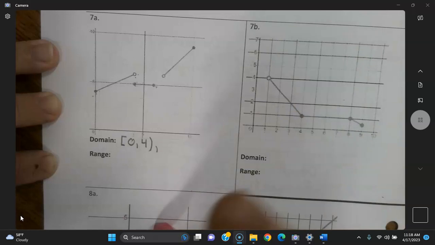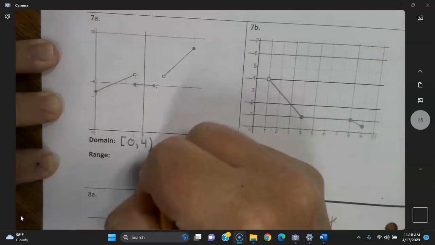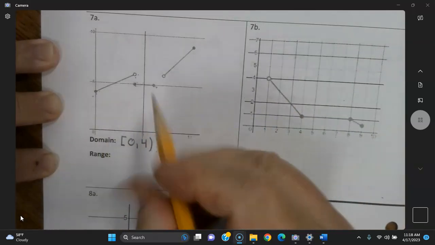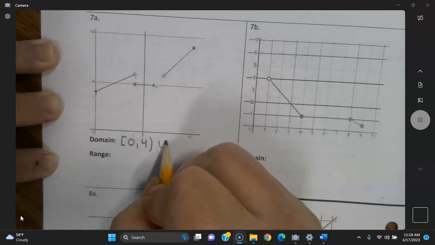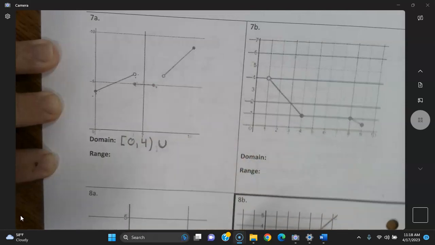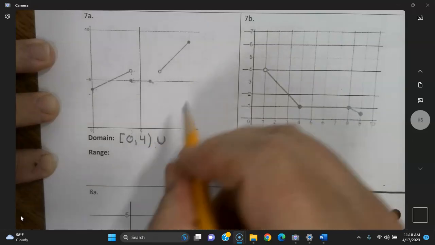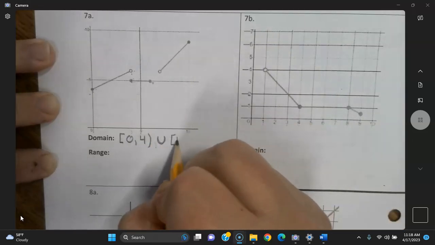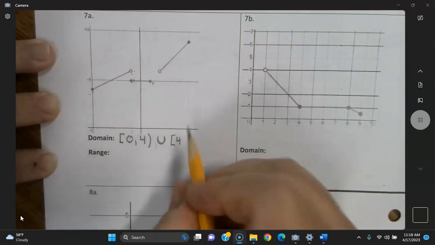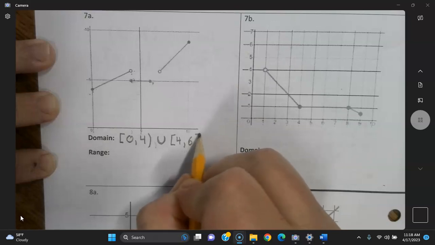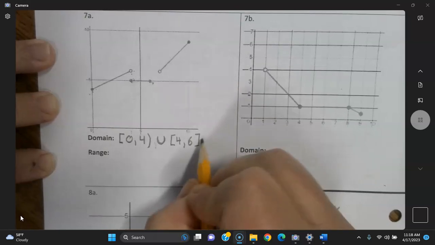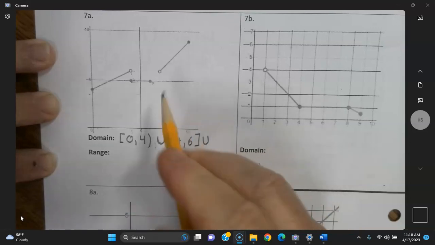So what we're going to do is use something that's used in logic called a union sign. It means you put it together, and it just looks like a U. All right, so we're going to union this. So it's going to be 4, that point right there, over to 6, that point right there, and it touches both, so it's square brackets. And then we're going to union that with this.